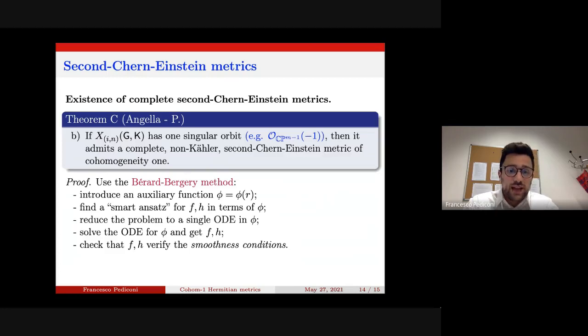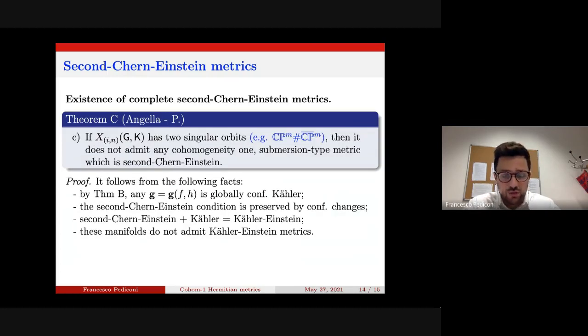And basically, by applying this method, we succeed in proving the existence of complete Second-Chern-Einstein metrics in the case of one singular orbit. The last case, the compact case with two singular orbits, is different, because here we prove that those manifolds do not admit any metric of this kind. They do not admit any such metric because of the following facts. By means of theorem B, we know that any metric g constructed in this way is necessarily globally conformally Kähler. So they admit a conformal change to a Kähler metric.